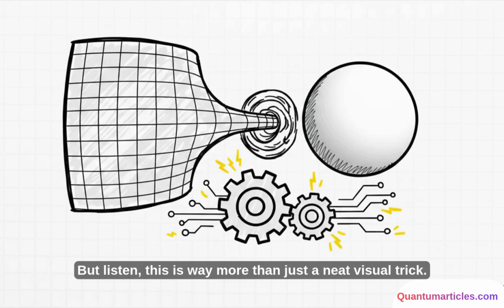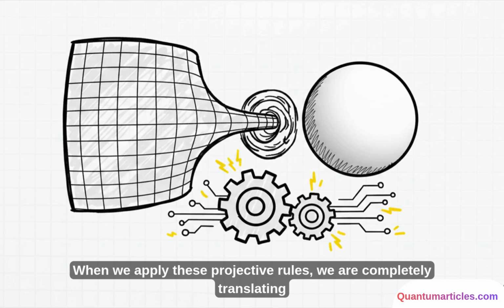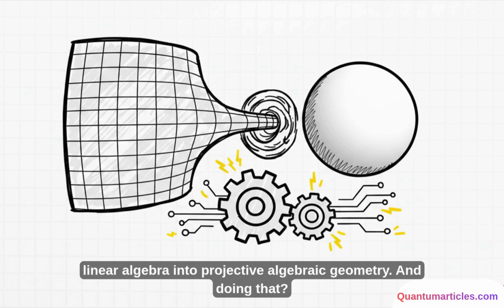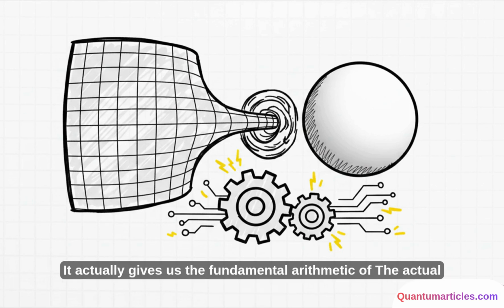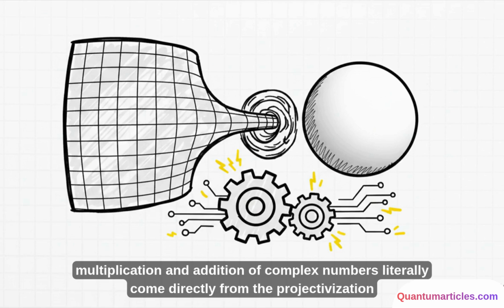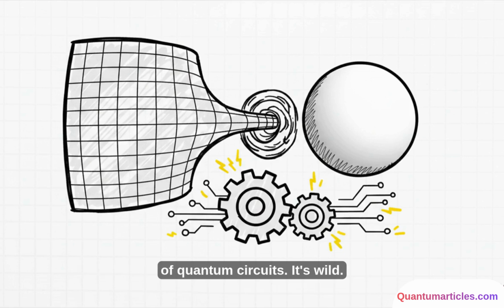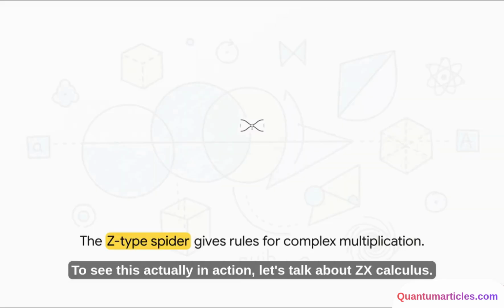But listen, this is way more than just a neat visual trick. When we apply these projective rules, we are completely translating linear algebra into projective algebraic geometry. And doing that, it actually gives us the fundamental arithmetic of quantum computing. The actual multiplication and addition of complex numbers literally come directly from the projectivization of quantum circuits. It's wild. To see this actually in action, let's talk about ZX calculus.